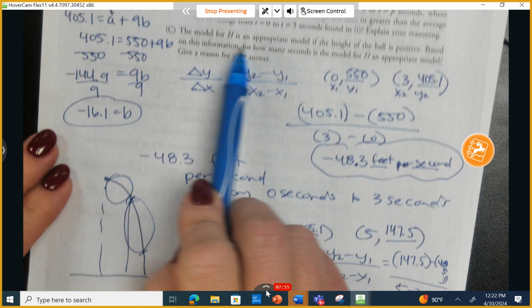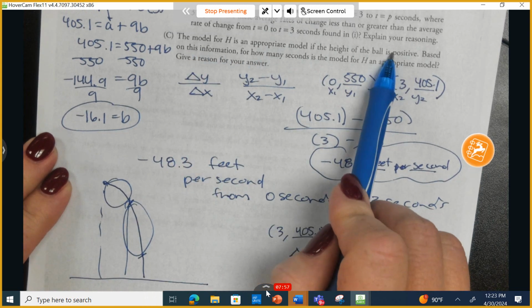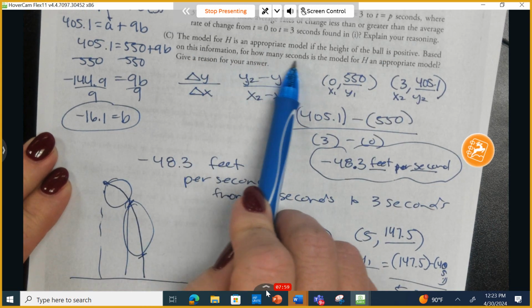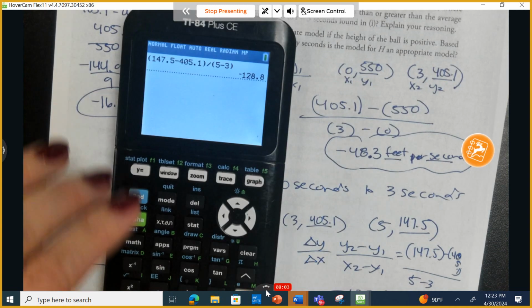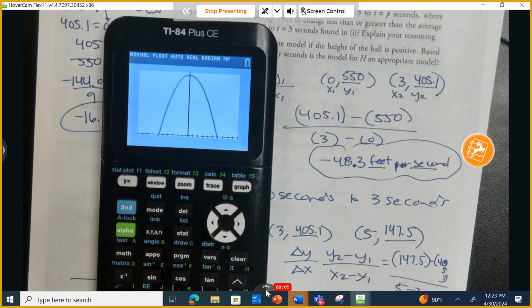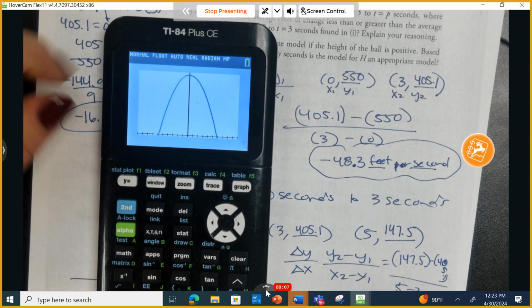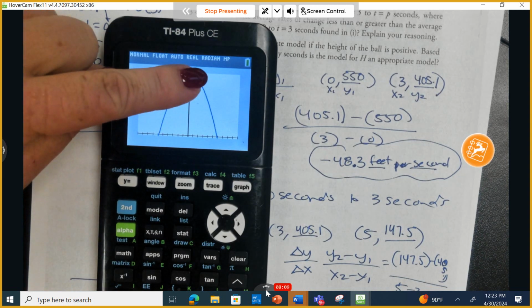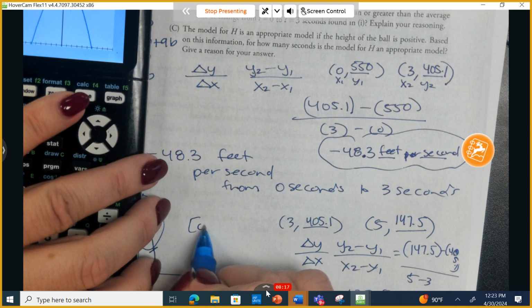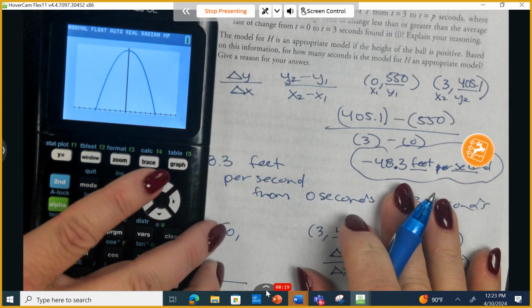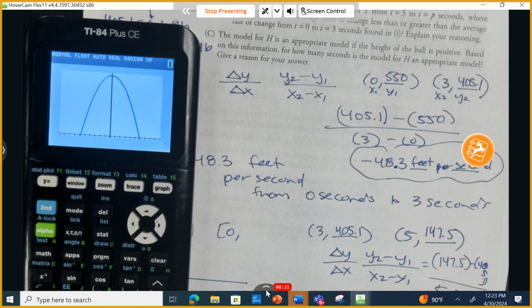It says, for this model, based on this information, how many seconds is the model appropriate? So basically, what they're asking is, what should be the domain of this function? When should it start? Should we consider the ball coming up to the building? No, when does it start for the x values or t values from this problem? It starts at 0. And then when does it end? Where on the graph do we end this?